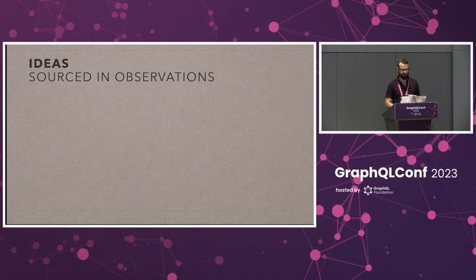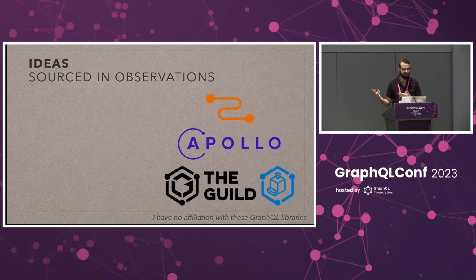We can also get ideas from actual GraphQL libraries and implementations out there. If we look at some of the popular ones like Relay, Apollo Client, or the Guild's GraphQL code generator, we can see that code generation is a popular technique. So that suggests that while we probably don't want to require code generation, we will want to make it easy.